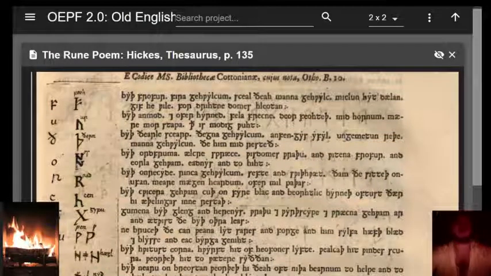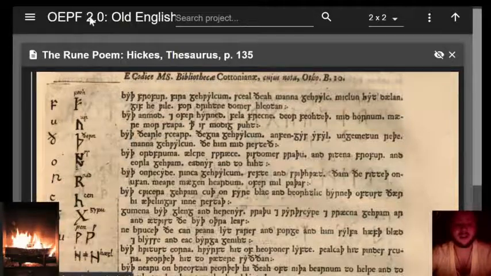Okay. And that has a ton of Old English poetry. Pretty much any Old English poem you could think of, they probably have it.